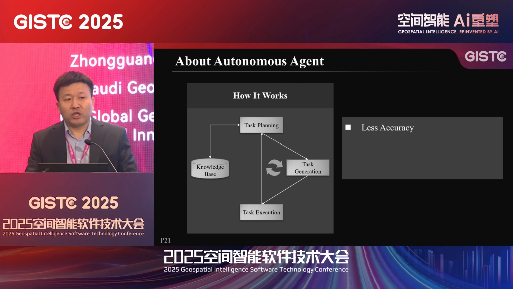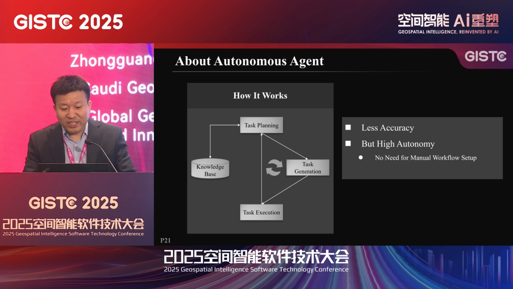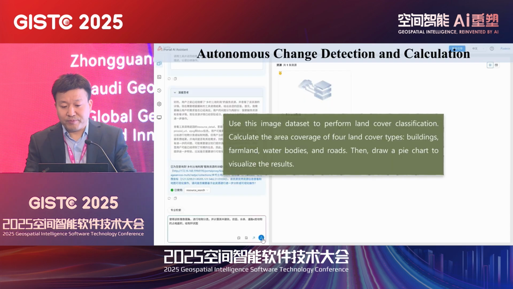Maybe autonomous. The biggest advantage is that an autonomous agent needn't have the workflow manually prepared first. So maybe sometimes it's less accurate, but it has high autonomy. There's no need for a manual workflow first. It's a high-level application of AI agents.